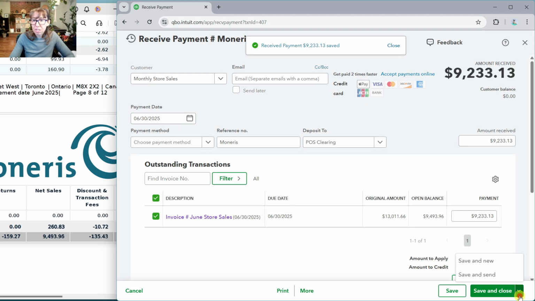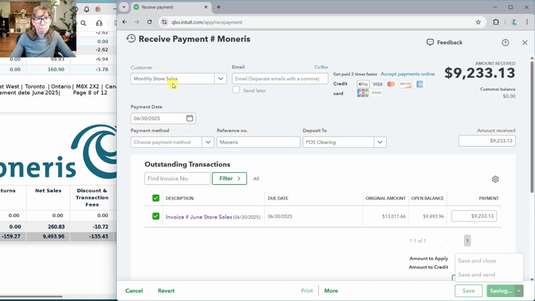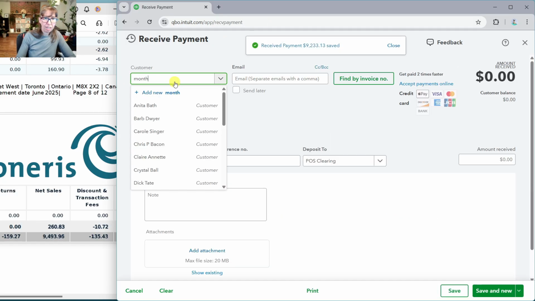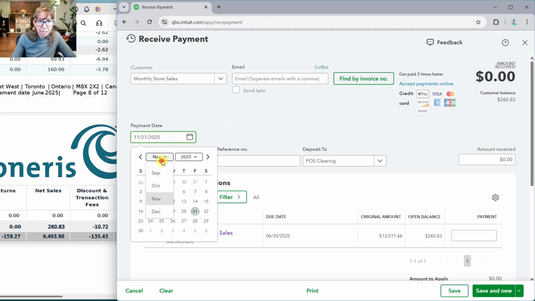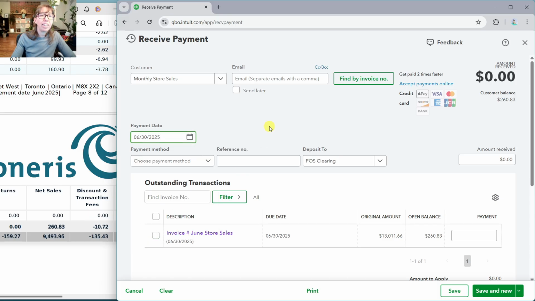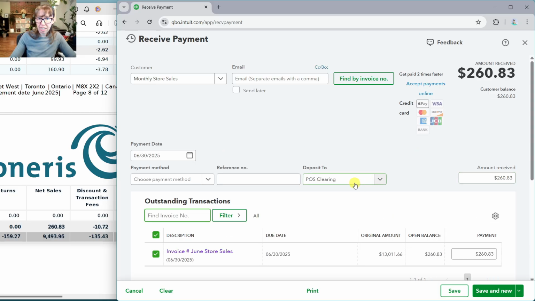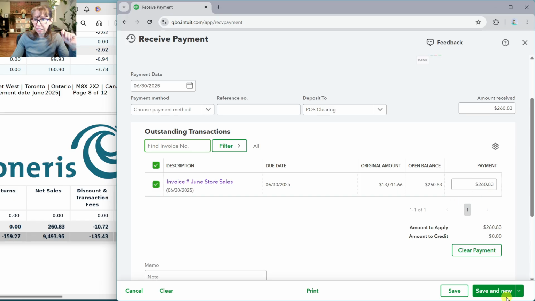And in fact, we'll go save and new. And I'm going to pull up monthly store sales again. And I'm going to date this June 30th as well. It is in the clearing account. So this is just noting how much we're still expecting. $260.83 is the amount that we're expecting in July. And I'm going to go save and close.